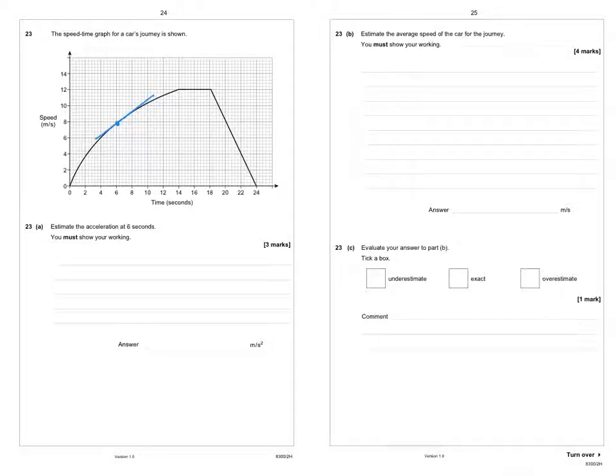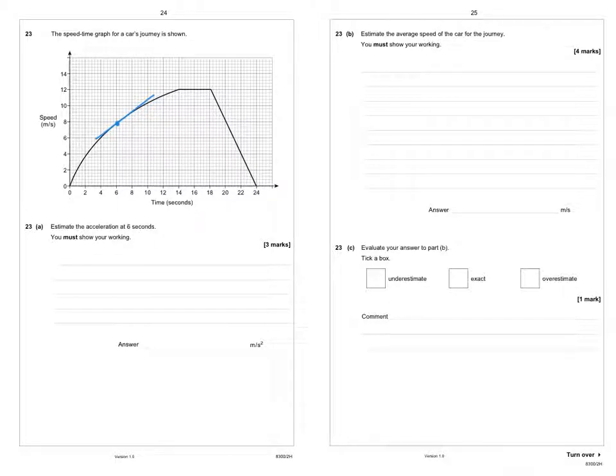So something like that. Once you've drawn your tangent, try and pick a corner that your tangent is going through. For example here, I can see that my line goes through one of the corners of the boxes. Try and find another one somewhere, and then find the gradient of the tangent. The gradient of the tangent should be the same as the gradient of the curve at that point, and that will tell you what the acceleration is at 6 seconds.